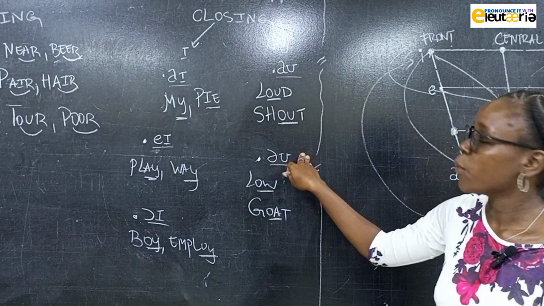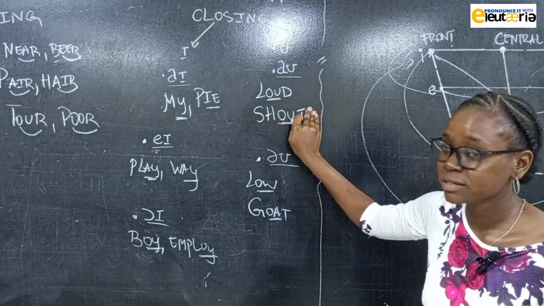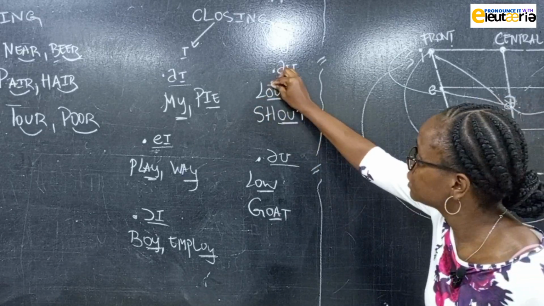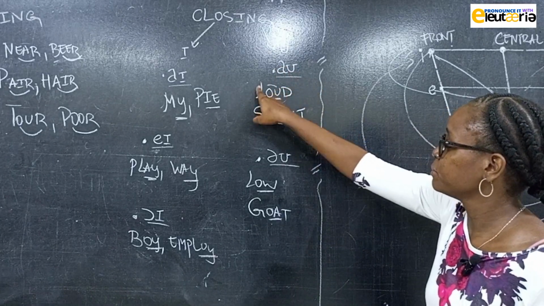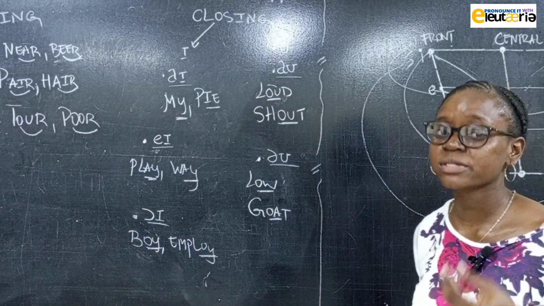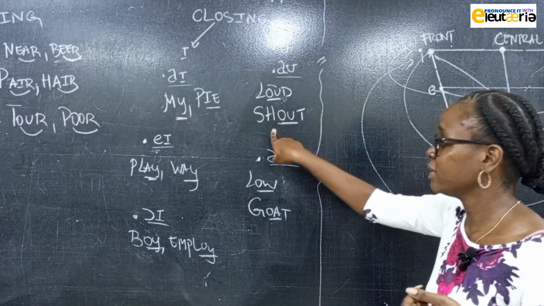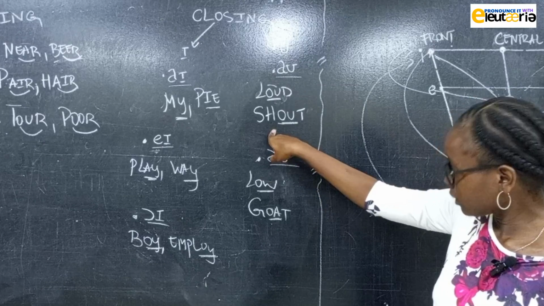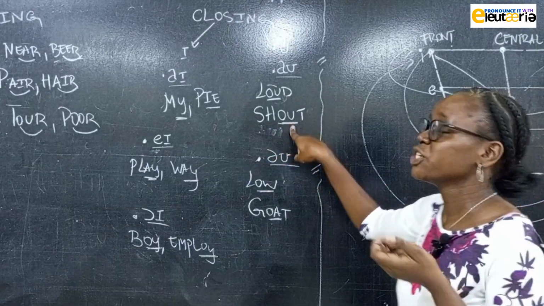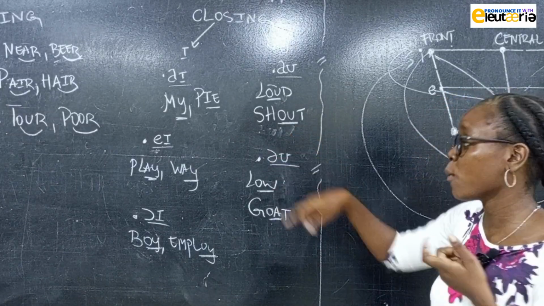Ow and o. We find ow in words like loud and shout. In here, we find the sound ow in the middle, you see? Right after the consonant la, we find the sound ow. Let's all pronounce loud, loud. And then here in this word shout, we find it right after the first two consonants. We say shout, shout. This is where we find the sound ow.